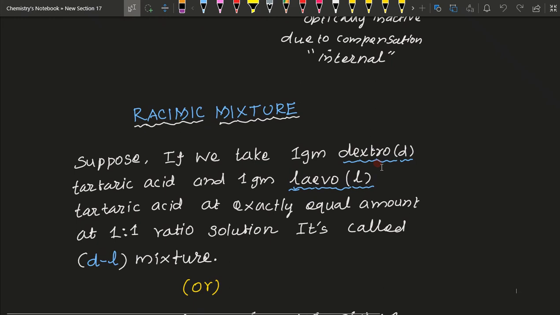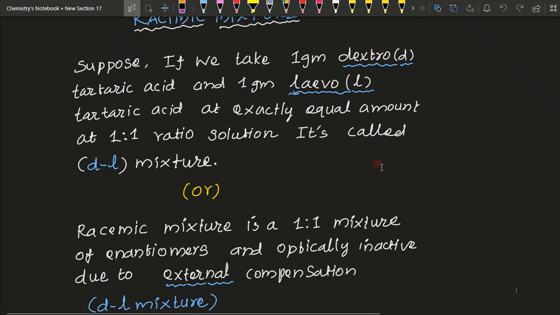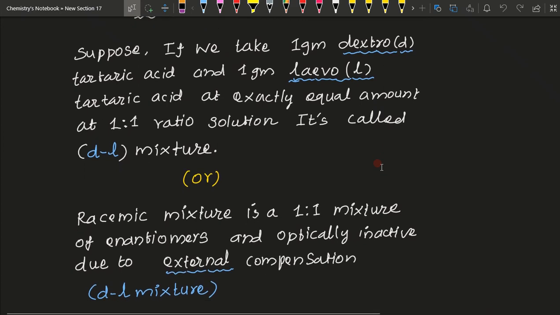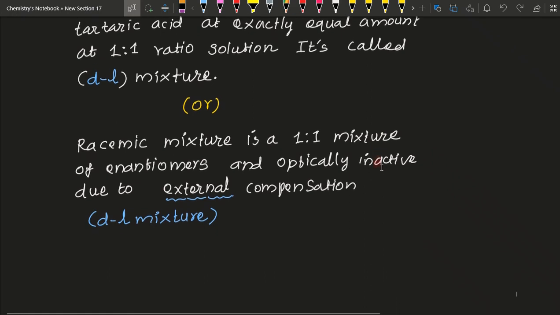Next, racemic mixture. Suppose we take 1 gram of dextrotartaric acid and 1 gram of levotartaric acid, exactly equal amounts in a 1:1 ratio, in solution. It is called a DL mixture. A racemic mixture is a 1:1 mixture of enantiomers and is optically inactive due to external compensation. It is called a DL mixture.